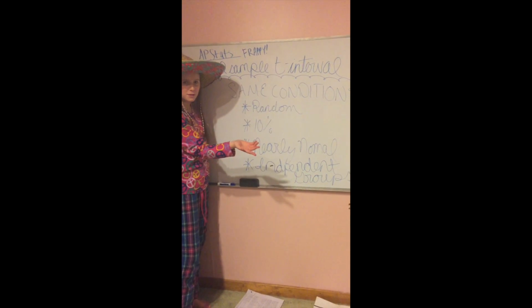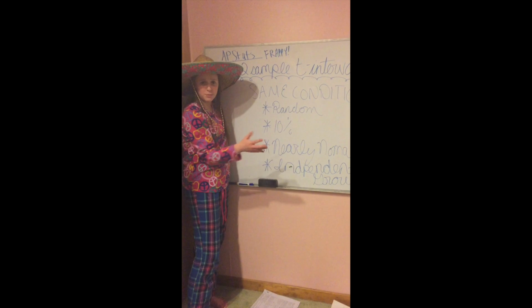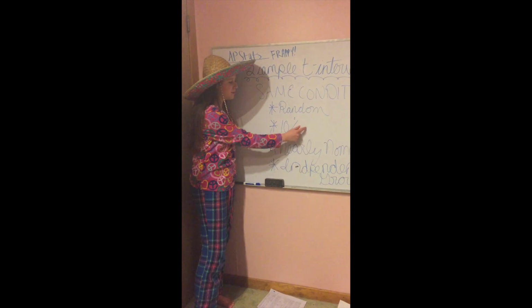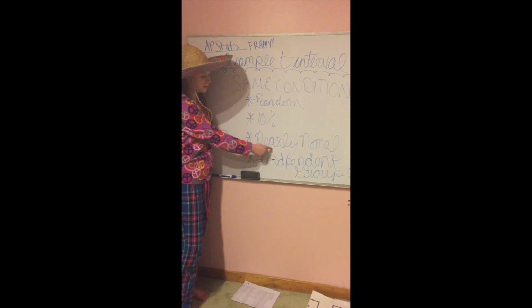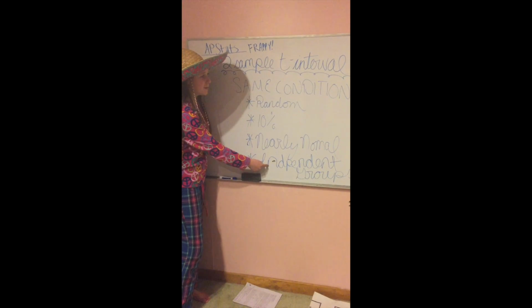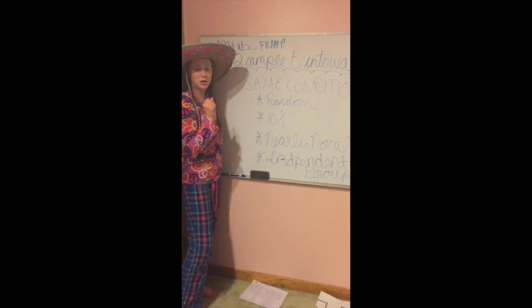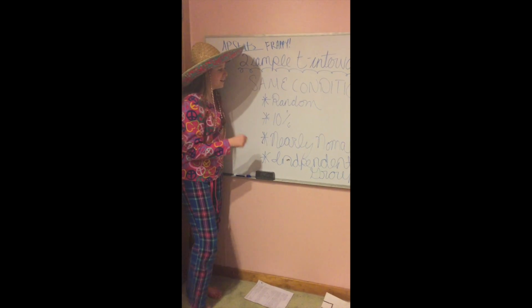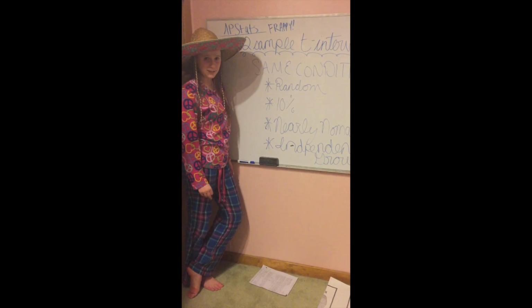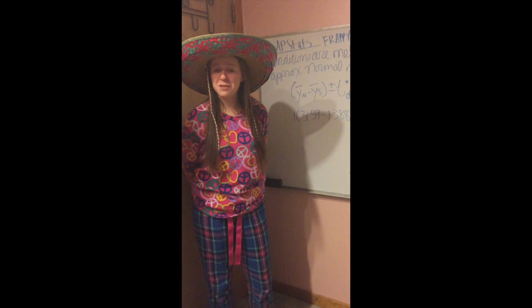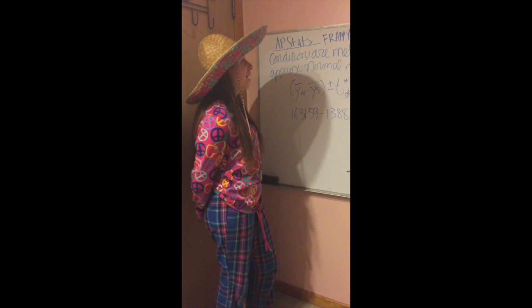The random condition: you want to make sure that your sample is representative of the population. 10%, and nearly normal, to make sure that our sample follows a normal distribution. Independent groups, to make sure that the groups are independent, because if they weren't, we would have to do a different kind of test. These four conditions, which we already checked with the test, are the same. Now that we have made sure all the conditions are met, we can proceed with the confidence interval for two means.